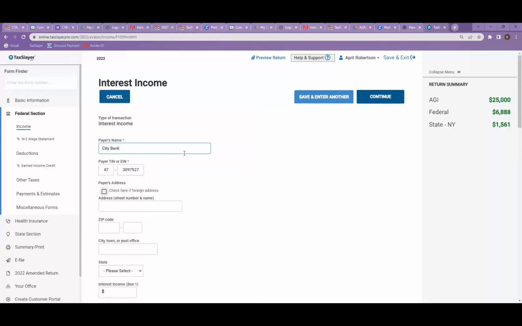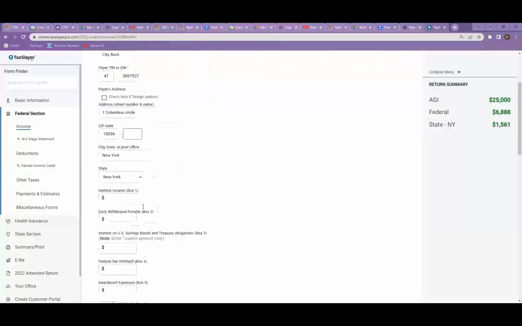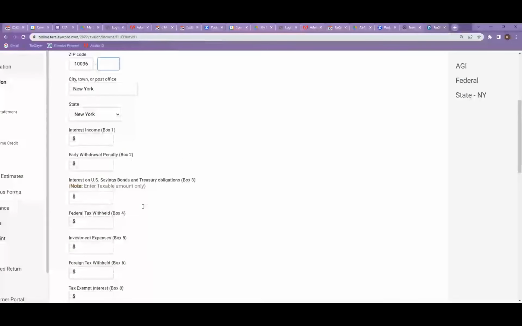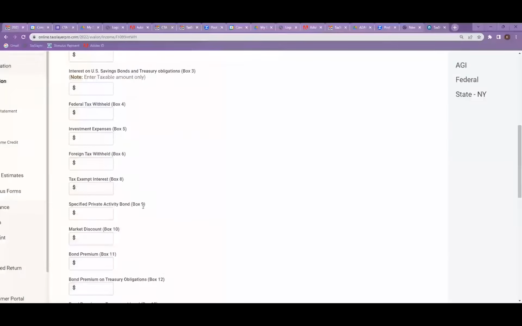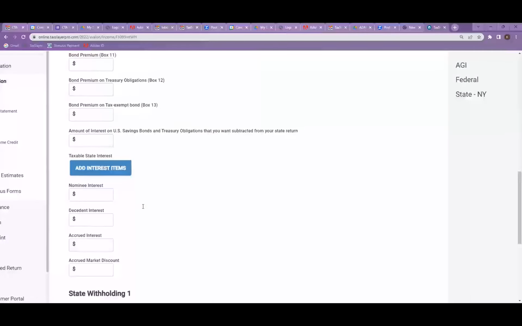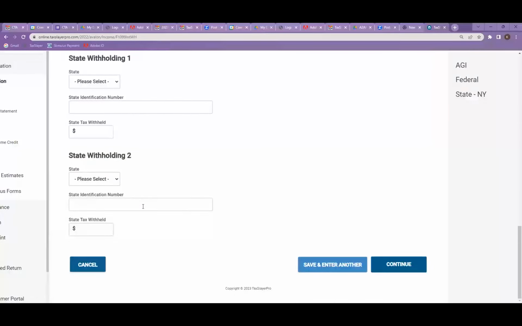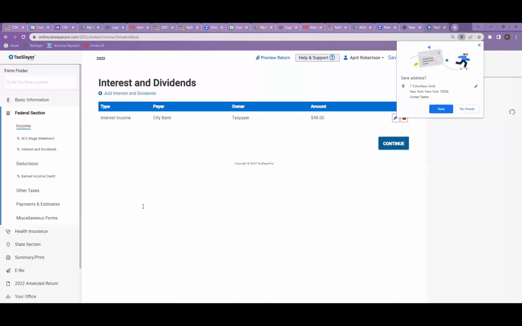The address of the bank is 1 Columbus Circle. I'm surprised they're asking for this because, again, it's less than $1,500. We shouldn't be doing this. Anyway, that's my understanding. Zip code 10036. New York City already pops up. Scroll down. Box 1 is the only information we're going to enter. You can put in $48. Okay, that's it. Let's get out of this. Continue.